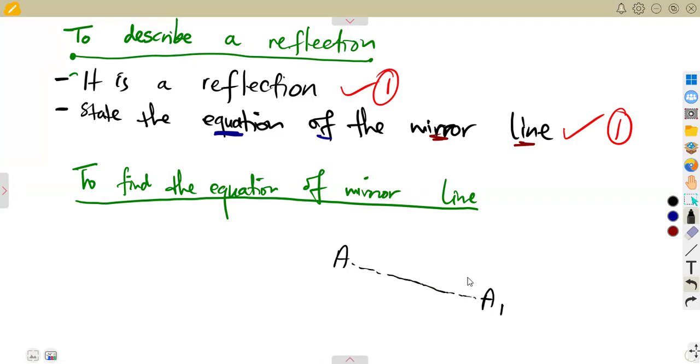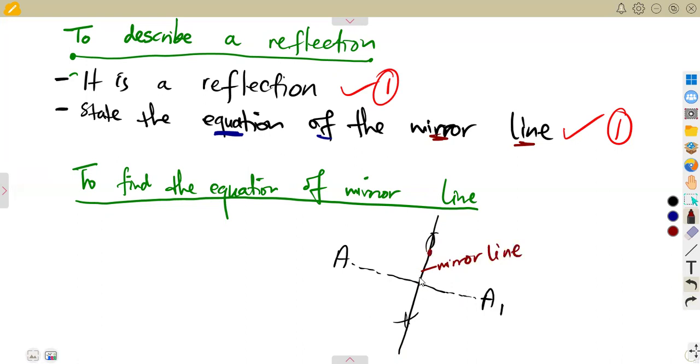So to find the equation of the mirror line, you are going to bisect this line that you have joined between A and A1. Remember your construction. To bisect, open more than half of the line, you bisect this line. By bisecting this line, the line bisector, this one that you are forming, is the mirror line. That is your mirror line. So you must determine its equation.